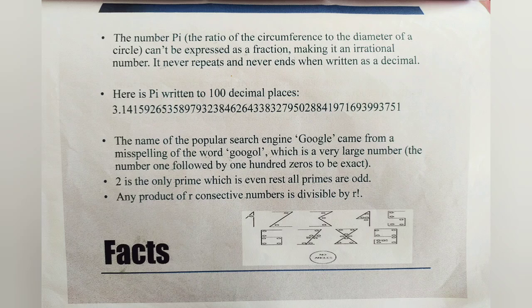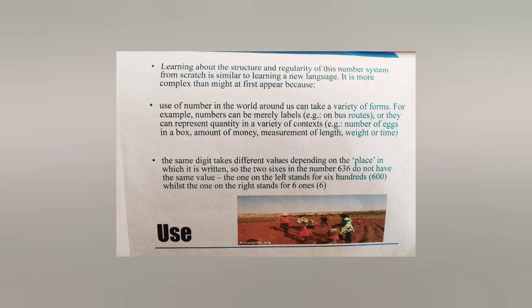Also here pi is written to 100 decimal places and still there is no end to it. The name of the popular search engine Google came from the misspelling of the word Googol, which is a very large number. In the picture you can see the numbers 1 to 9, and here is an interesting fact that the angles made in the formation of the number are equal to the value of the number. In the 1 there is one angle, in 2 there are two angles.